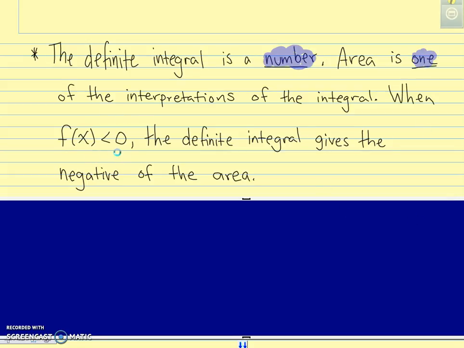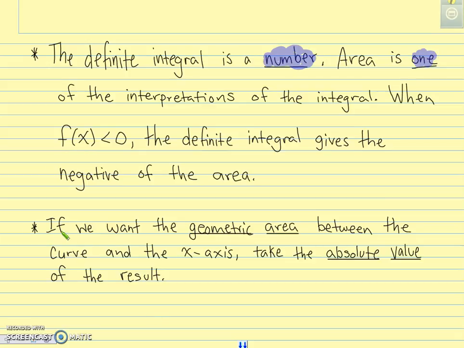When f of x is less than 0, the definite integral gives the negative of the area. And hopefully you're not thinking that area can't be negative. Think of it more as the negative interpretation of area. If we want the geometric area between the curve and the x-axis, take the absolute value of the result.